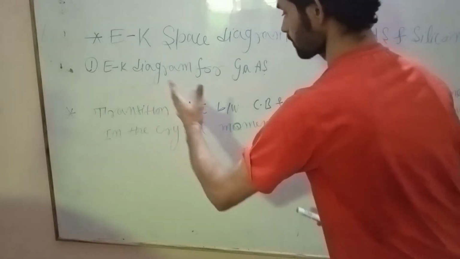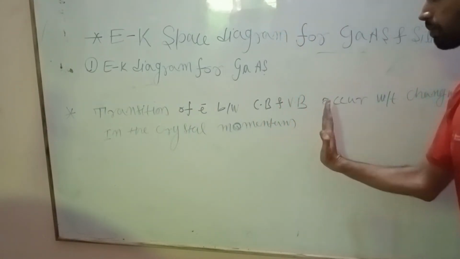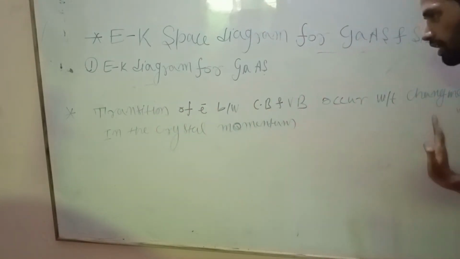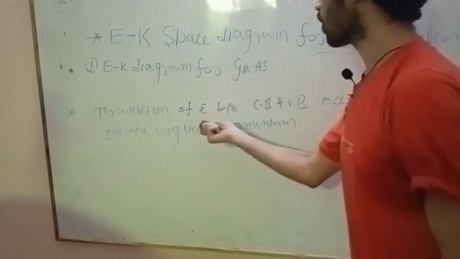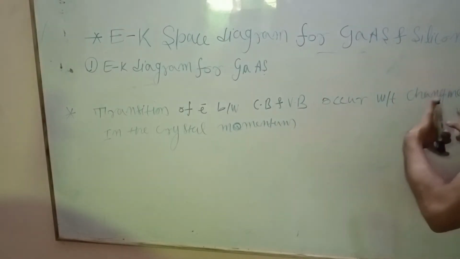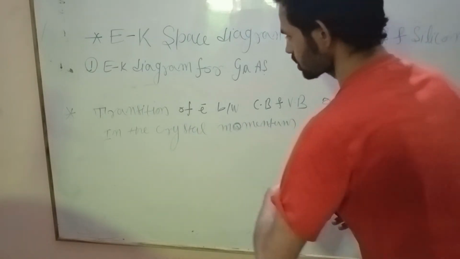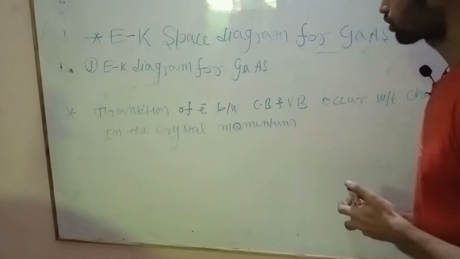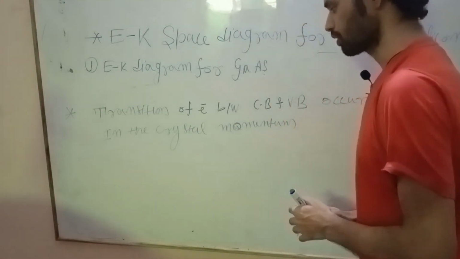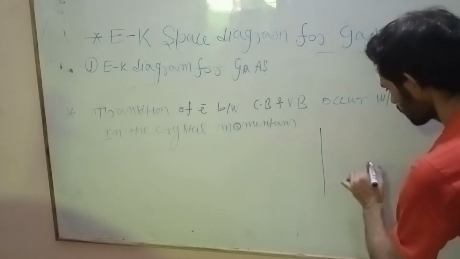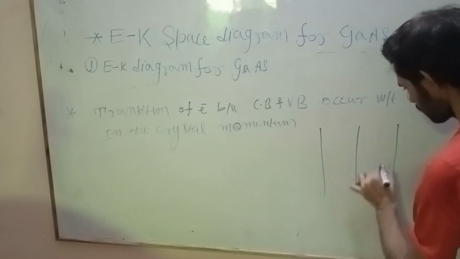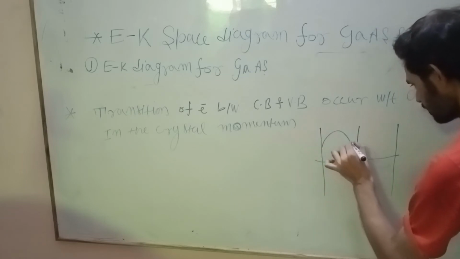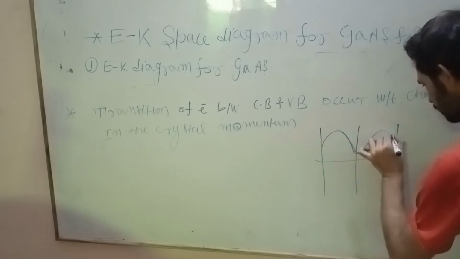Okay, so this is what happens in the case of gallium arsenide, which has direct nature and is known as a direct band gap semiconductor material, where the transition of an electron between the conduction band and valence band occurs without any change in the crystal momentum. So their momentum is conserved. In this case, you see here the momentum is perfectly conserved.